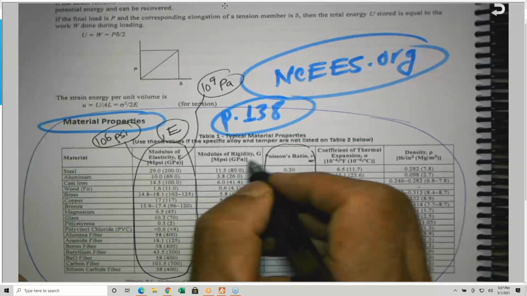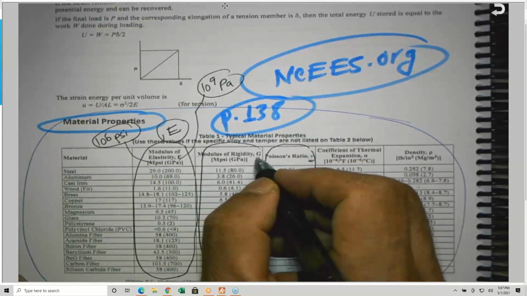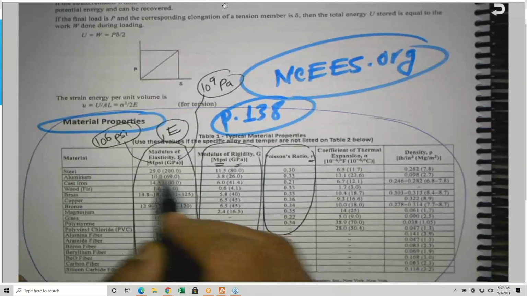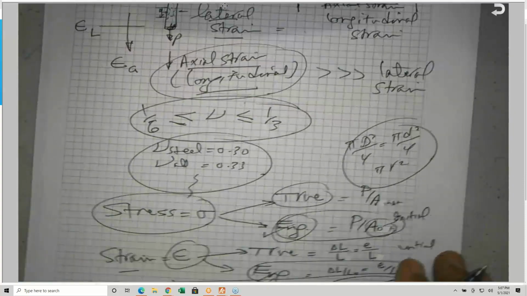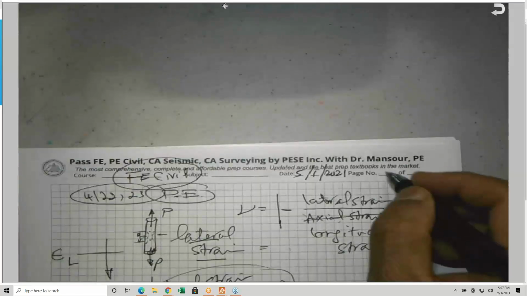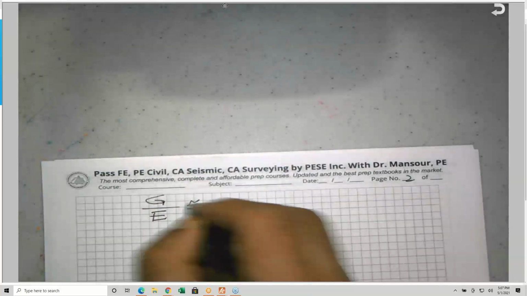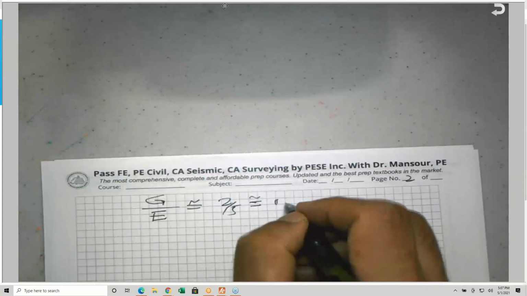If you look at G, the one next to it, this is the shear modulus, also in mega PSI and gigapascal. You will find this is 11.5 and this is 29. If you take 11.5 and divide it by 29, this will give you an indication of the percentage I'm talking about, which is about 40%. So G over E is about 2/5, or about 0.4.